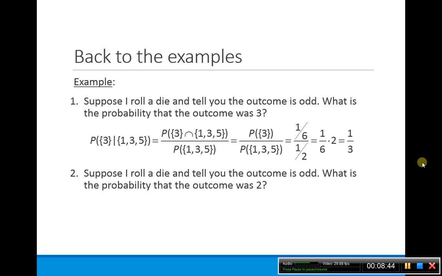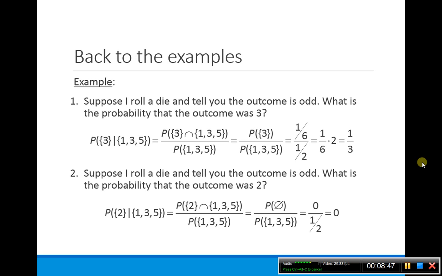Now again, with the other example, what was the probability that it was a 2? So where do we get the 0 from? Well, up here in the top we have the intersection, and we have the empty set when you intersect these two. The probability of an empty set is always 0, so we just get 0 here.